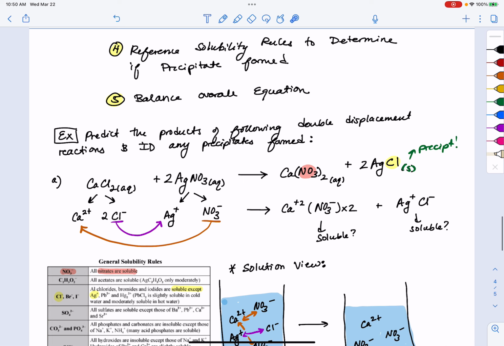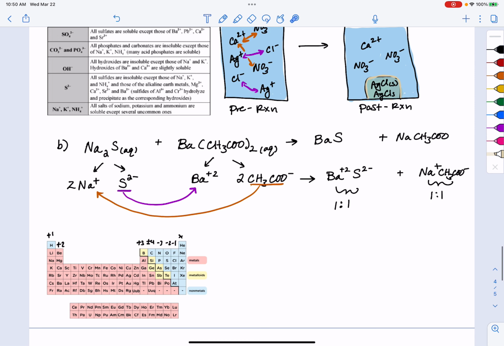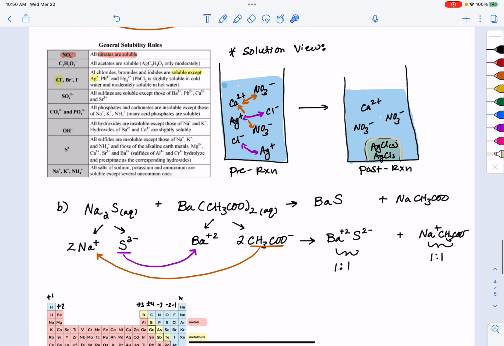And then step 4 is to reference our solubility rules to determine if a precipitate is formed. So we now have our product compounds. Let's see if we can find rules associated with their solubility. So I see right off the bat that we have an acetate, and I do have a rule for acetate, which says that all acetates are soluble, except for silver acetate, which is only kind of soluble. And I also recognize that I have one of my universally soluble cations. So sodium acetate is definitely soluble, meaning it will stay dissociated into its respective ions when it's in solution.